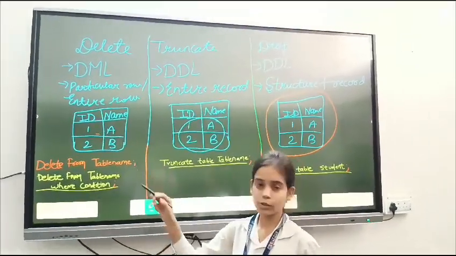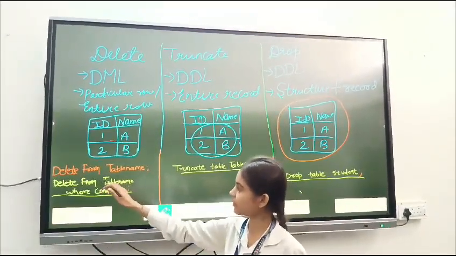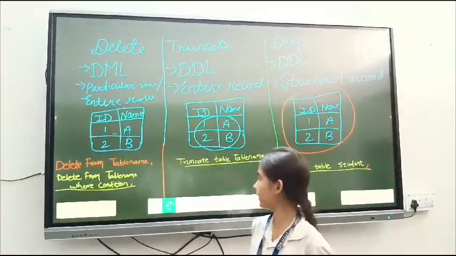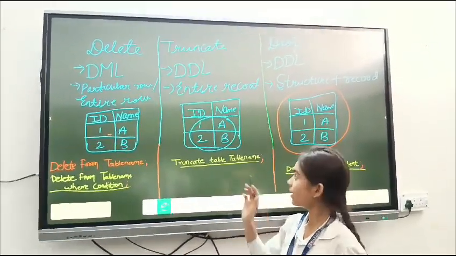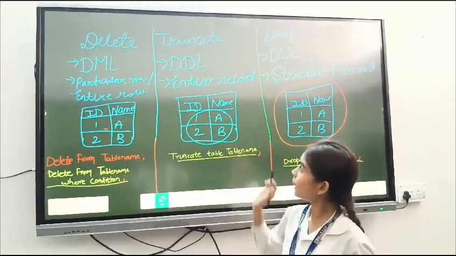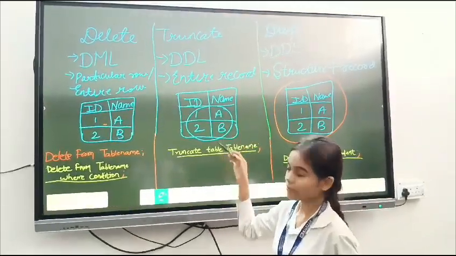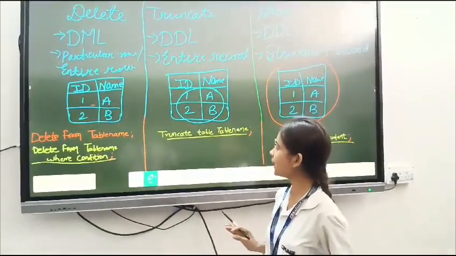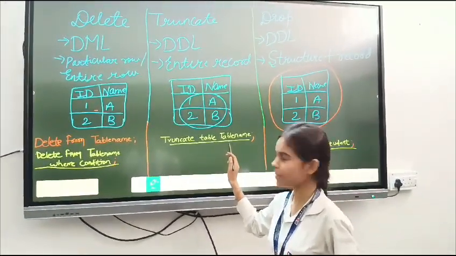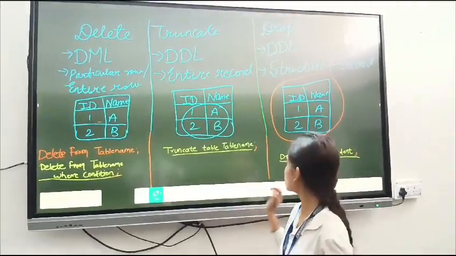And if we want to delete the entire table's data at once using the delete command, then we will write delete from, and suppose the table name is student, so the complete table will be deleted. Now truncate. Truncate is a DDL command, that is of data definition language. With the help of truncate, we can delete the entire record. So whatever record we have stored in the table will completely get deleted. The command we have to write is truncate table and the table name. So suppose the table name is student, we will write truncate table student.